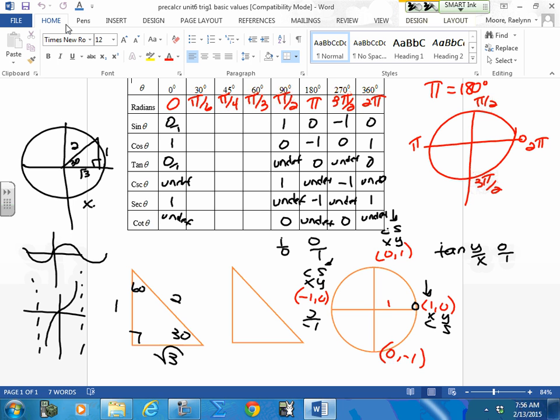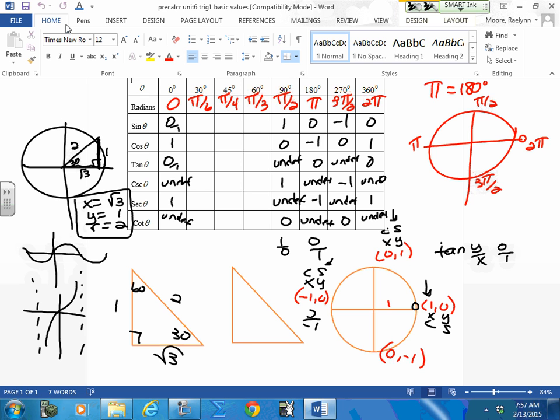And make an information box like this. Pull your values out, and you never look back at your triangle. Your x value, radical 3. Your y value, it's parallel to your y-axis, 1. Your r, your hypotenuse, 2. Pull out your box like this.